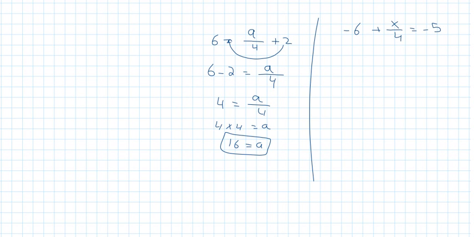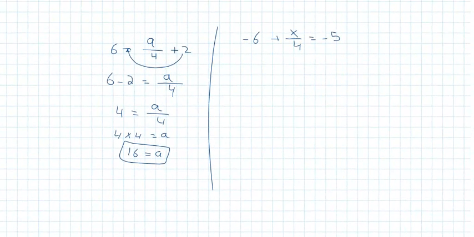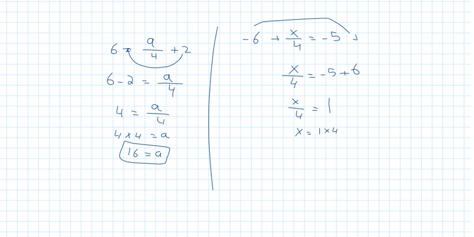This is also from your homework, or from the worksheet. What do I want to get rid of first? Negative 6. What does it become when you bring it over? So I have x over 4 equals 1. Then I have to multiply by 4. So x equals 4. Are you guys okay with this?